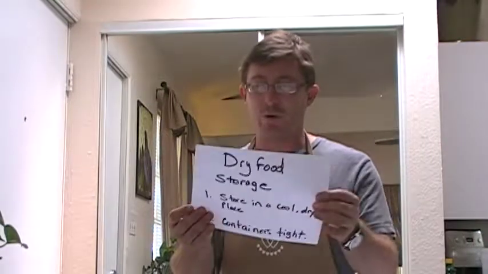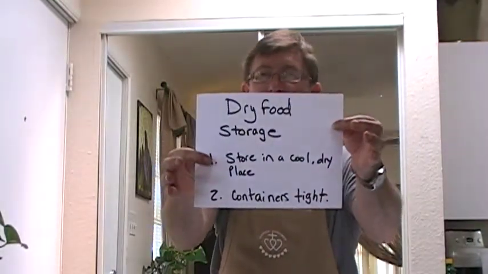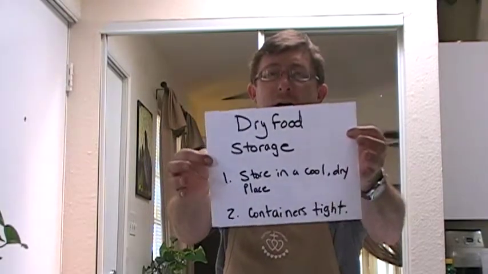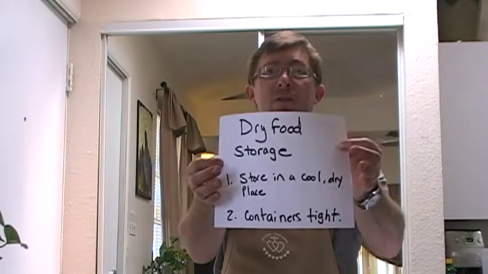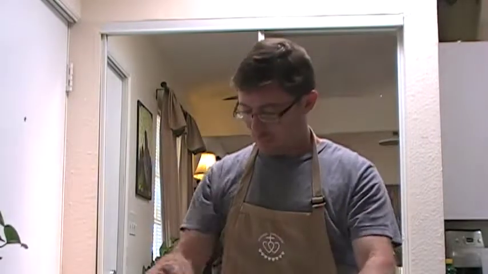Dry food storage. This is what you need to remember for dry food storage. It's real simple. Store it in a cool, dry place. Make sure the container is tight. You know, not a lot of math here. But I do say that whenever you do have dry storage, whether it be your canned goods or dry goods, put them in order of date.